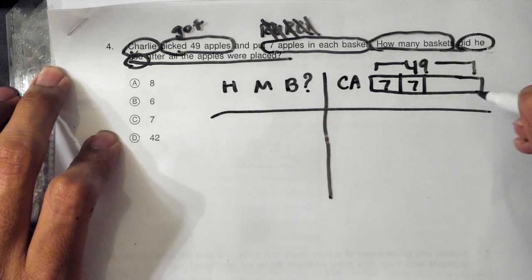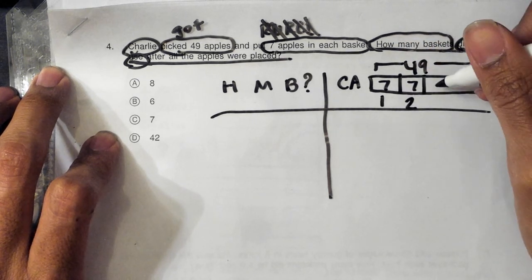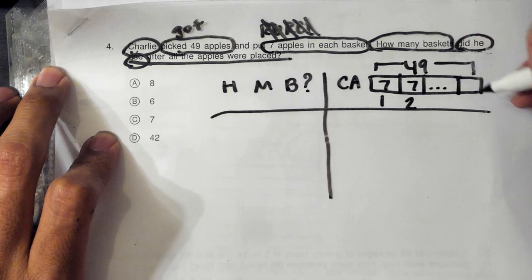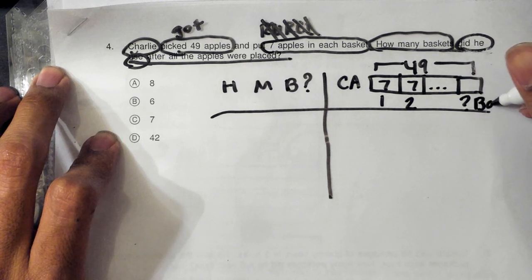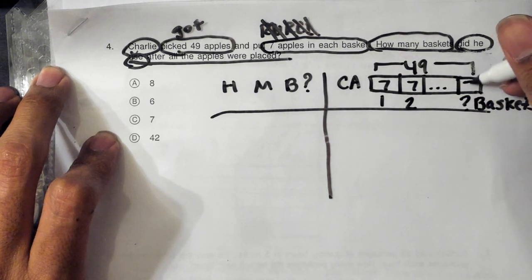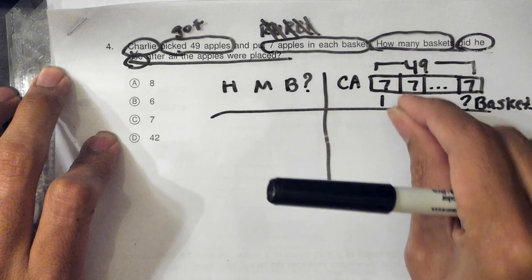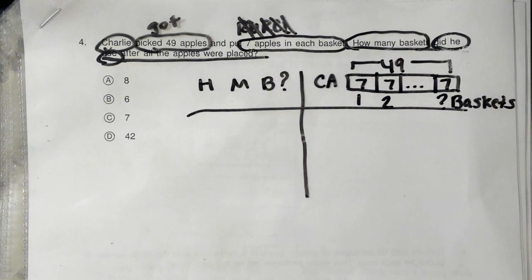I could keep going and going, but I wouldn't know when to stop. So right now I just have 2 baskets, and I'm going to keep going until I get to my last basket. I don't know what number basket that is going to be. But I do know that inside the last basket, there's going to be 7, because he's just grabbing 7 each time. Now that I have my strip diagram, I'm going to look at my action poster to see what picture matches.